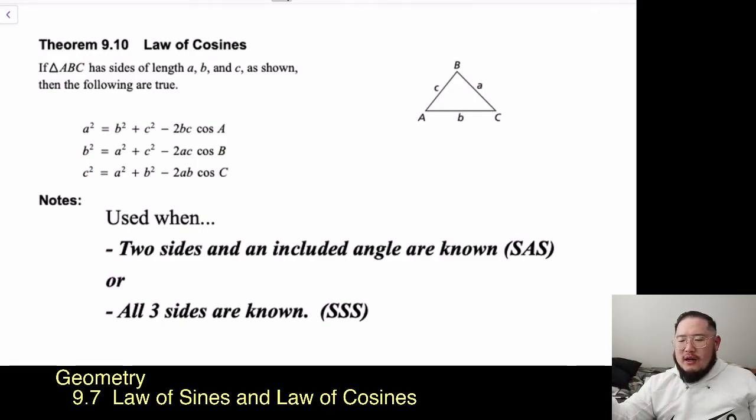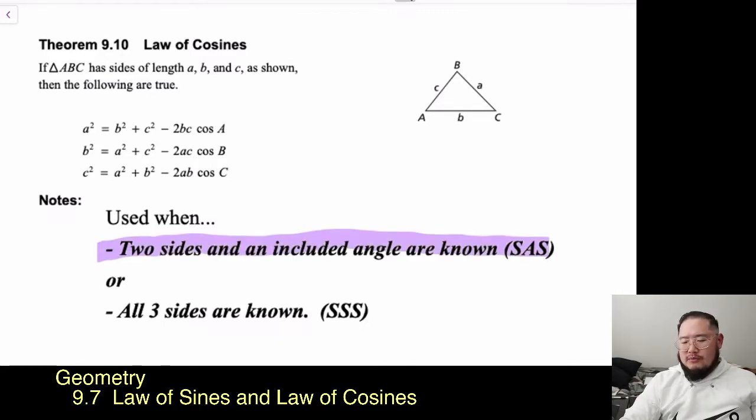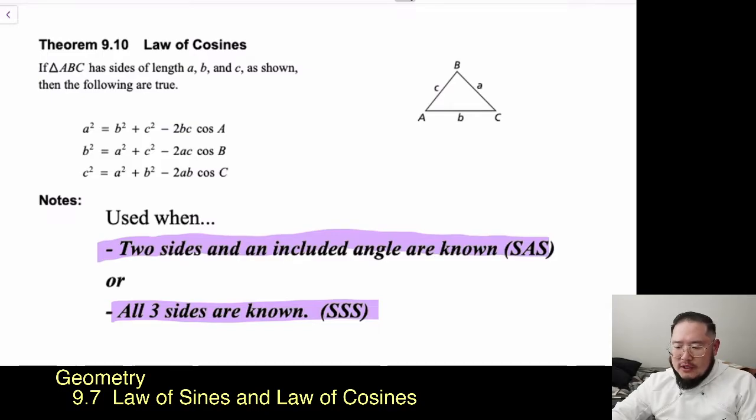The next theorem right here is the law of cosines. In the law of cosines, it's important to know when we can use it. It's used when two sides and the included angle are known. Think side, angle, side. Or when all three sides are known. Think side, side, side. So if they give you all three sides of a triangle, then you can find the angle using the law of cosines. Or if they give you two sides and an included angle, side, angle, side, the law of cosines is what you can use.